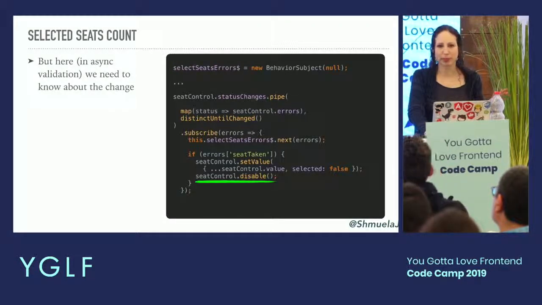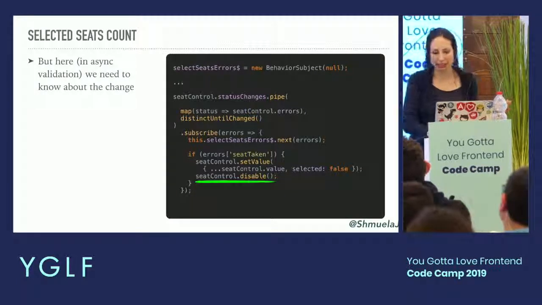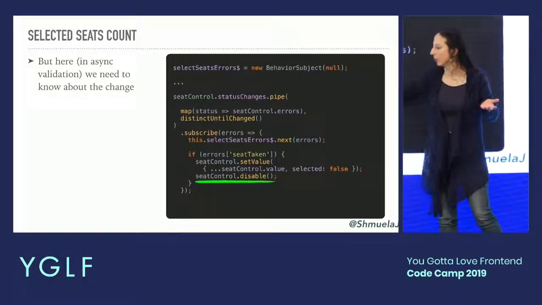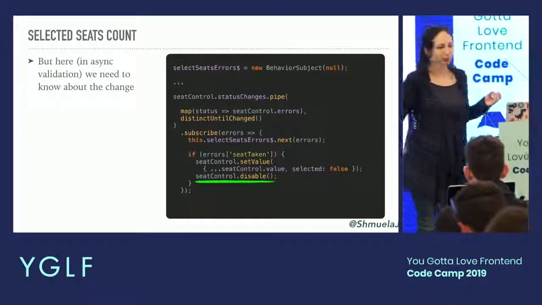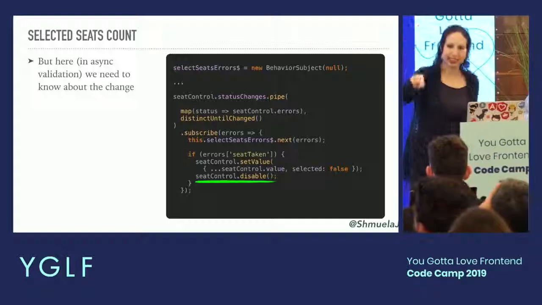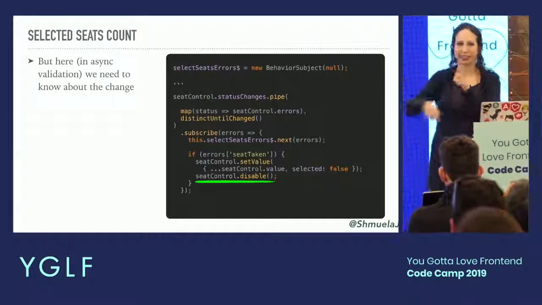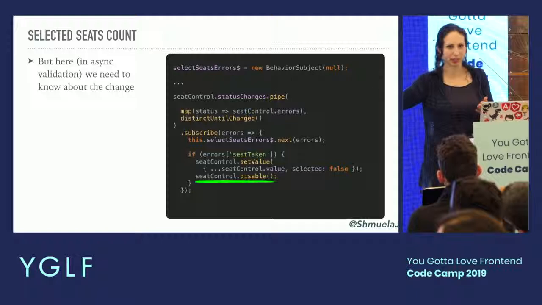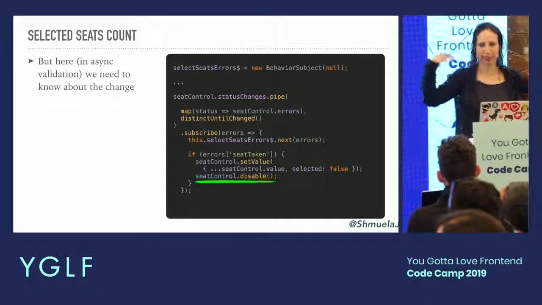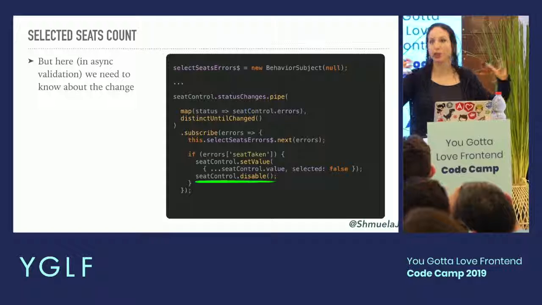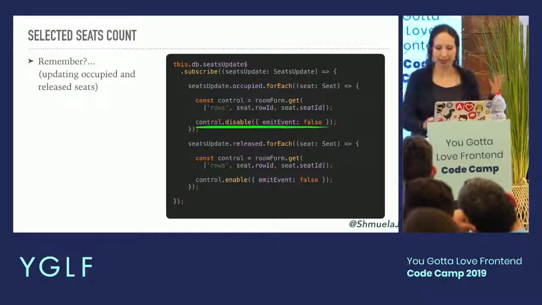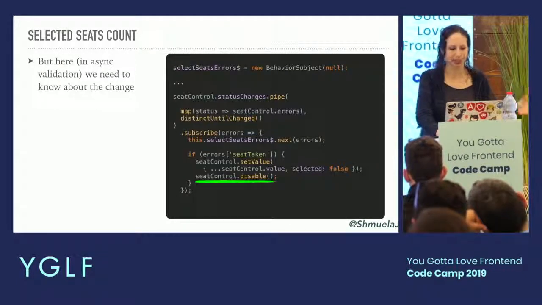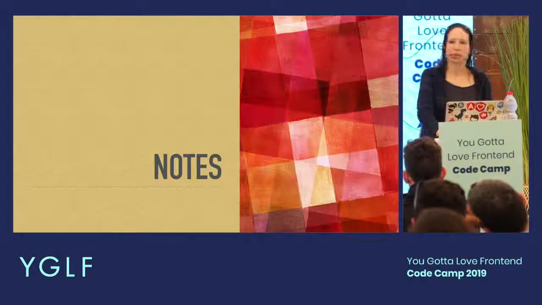But there is one place that we do want to know about this disabling or enabling of the seat, in our async validation. If the user has selected the seat and we programmatically disable it and unselect it, we do want to reduce the count. So here we do emit the event. Just by not passing this configuration, we are emitting an event.